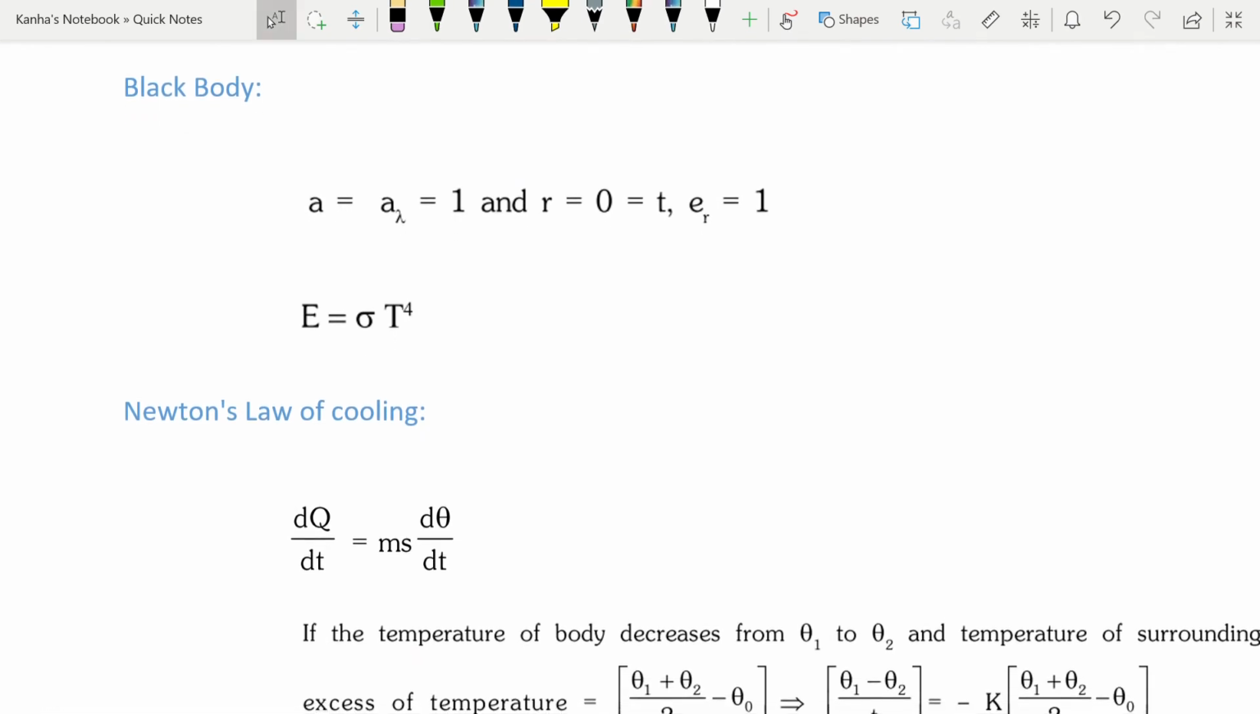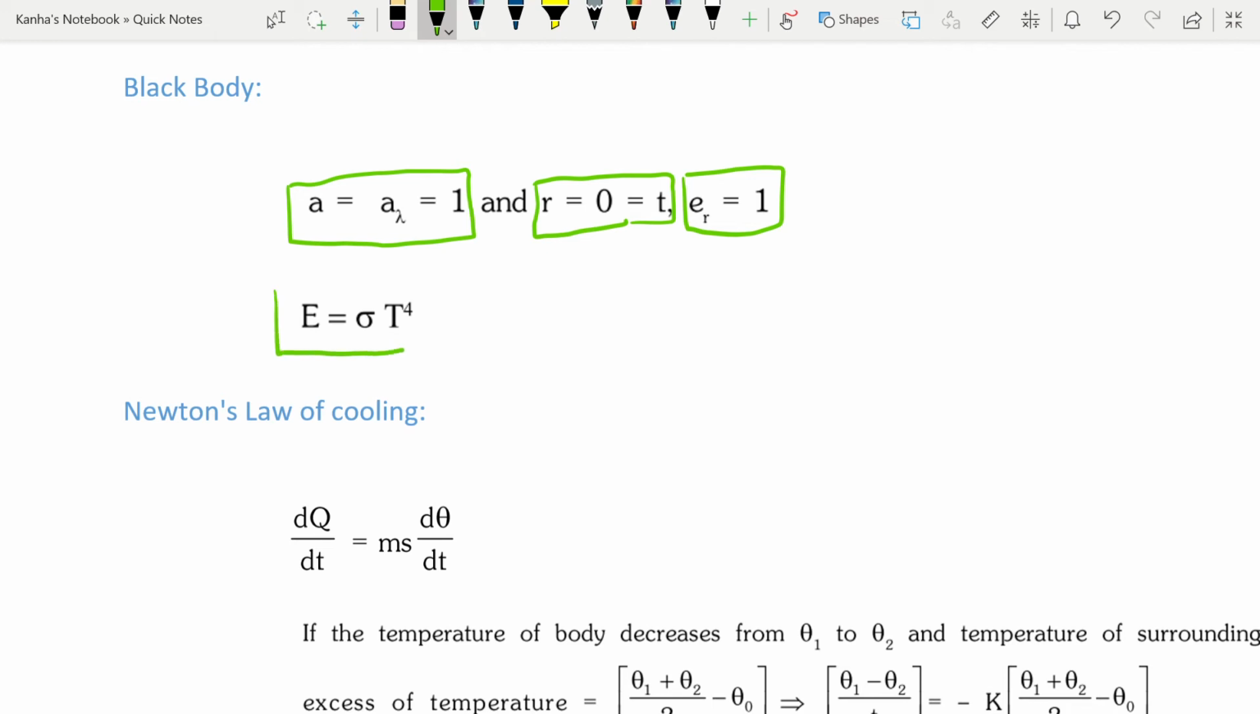For a black body, you have A equal to A lambda equal to 1, R equal to 0 equal to T, and E R is equal to 1. You should remember this. Another thing about radiation that you should remember is that the energy emitted is nothing but sigma into T to the power 4. This comes from the Stefan-Boltzmann law. First of all, let's take a note of these.